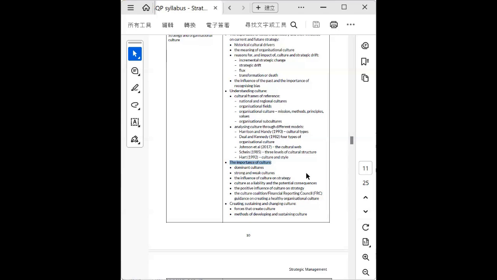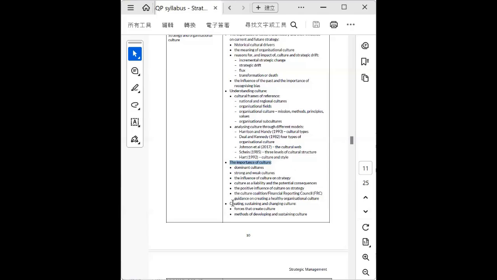The cultural correlations: the Financial Reporting Council guidelines on creating a healthy organizational culture recommend fostering a very positive culture that supports long-term success within the company.